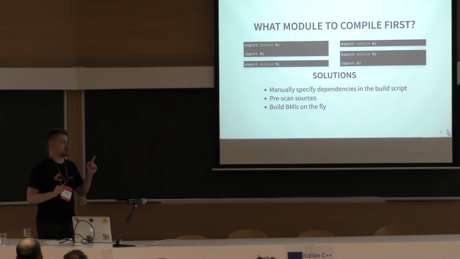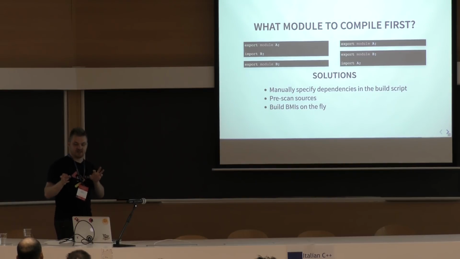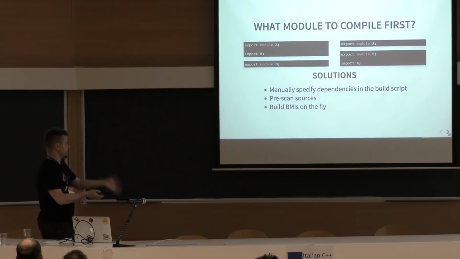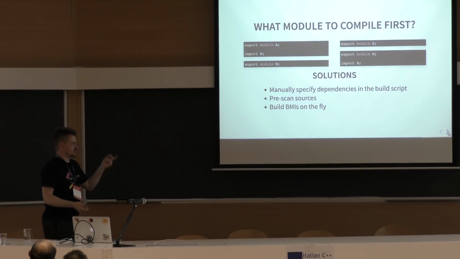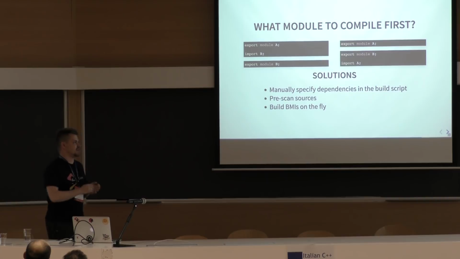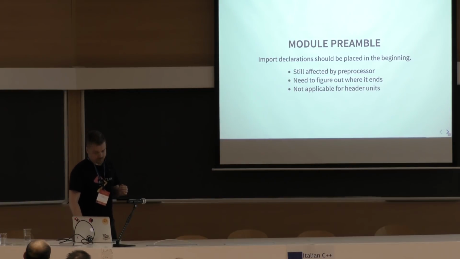But this also depends on the preprocessor, because you can have an import declaration inside an ifdef. Or you can build the binary module interface on the fly, so you don't build it beforehand. You reach the import directive, and if there is no binary module interface for the module you're going to import, you build it then. That's how old Clang modules work, but it might be complicated in some scenarios, and it also reduces build speed because you might do some extra work.